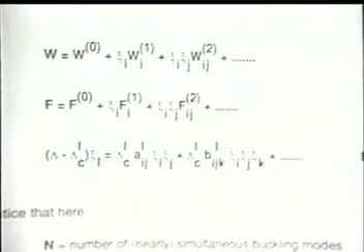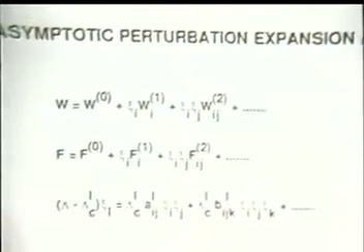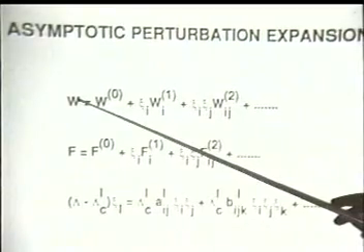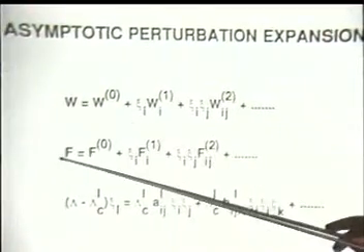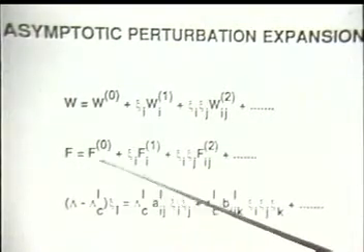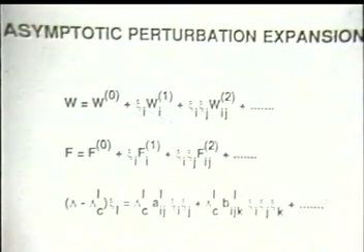Now, the asymptotic perturbation expansion that was proposed by Koiter many years ago, and its modification in order to handle nearly simultaneous buckling modes. Essentially, the variables of the problem are the normal displacement W and the Airy stress function F. We have a perturbation expansion. The perturbation parameter is the amplitude of the buckling mode.